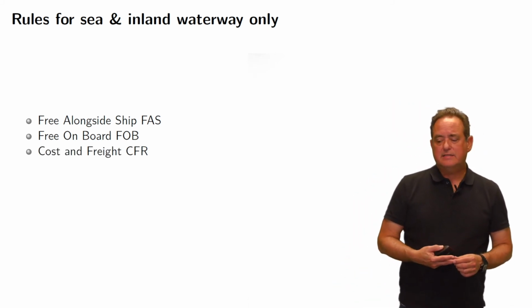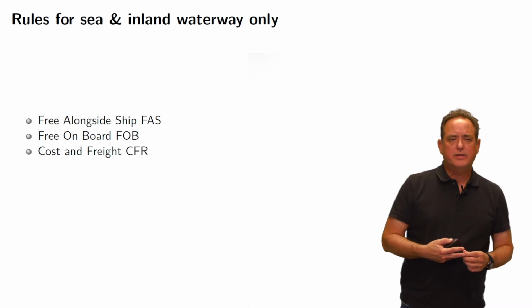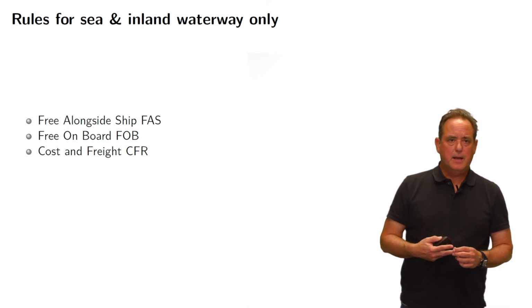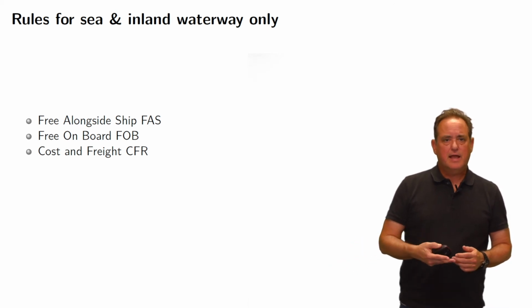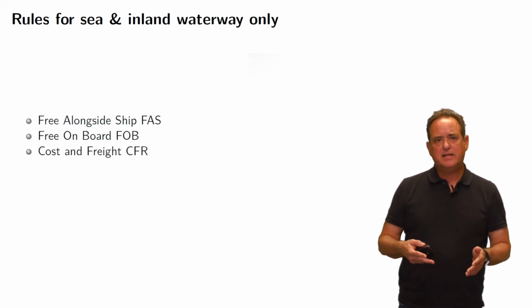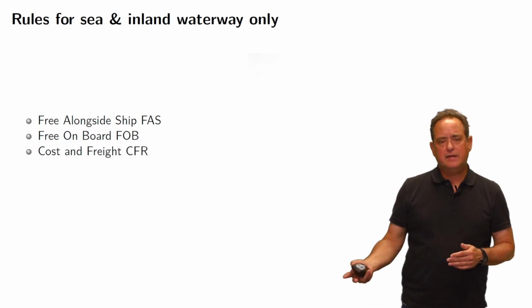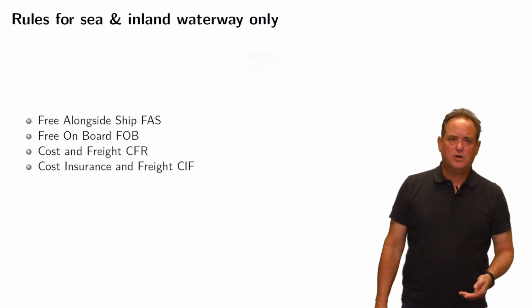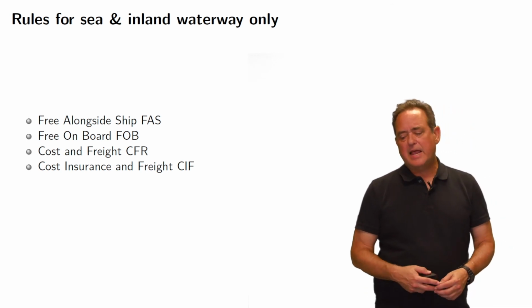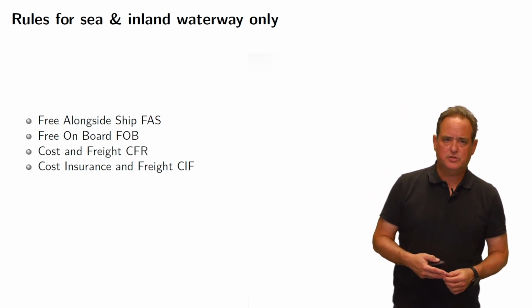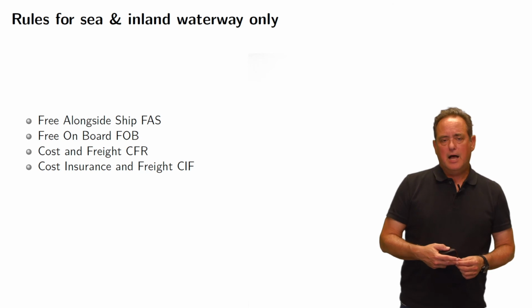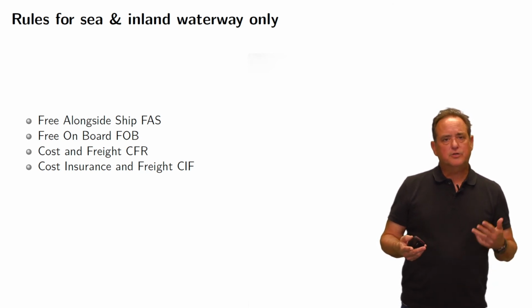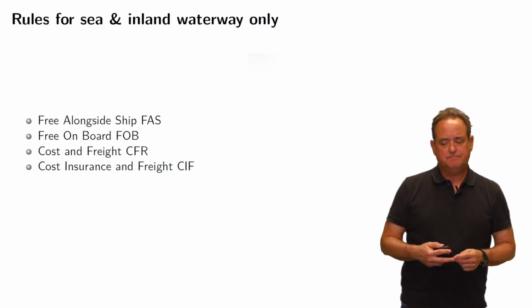Cost and freight, CFR, again, this is commonly used, in which the seller will agree to pay the cost of the shipment and the carriage of the shipment, and the seller will essentially retain the risk of loss, but will insure against it. And the same with CIF, cost, insurance, and freight. You don't need to know either of those two, just know FAS and FOB.